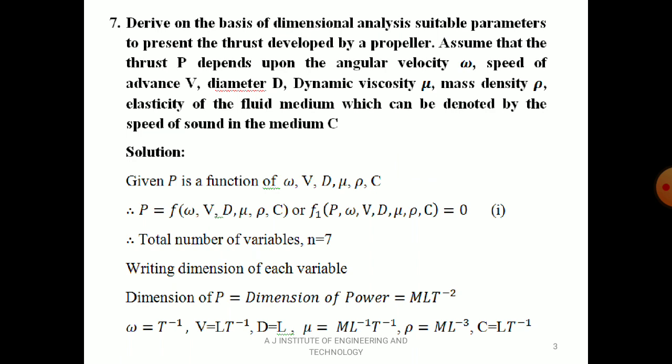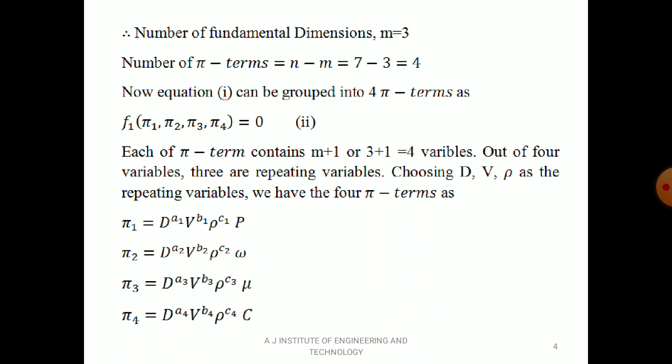Here it is given omega, v, d, mu, rho, c. So p cannot be selected as a repeating variable because it is a dependent parameter. For the geometric property, the diameter is there, so we can select d. Then for flow property, velocity is there, omega is there, so preference should be given to velocity. So I can select velocity as the property corresponding to flow. Then rho and mu, so preference should be given to rho, so rho can be selected as the fluid property. So repeating variables are d, v and rho.